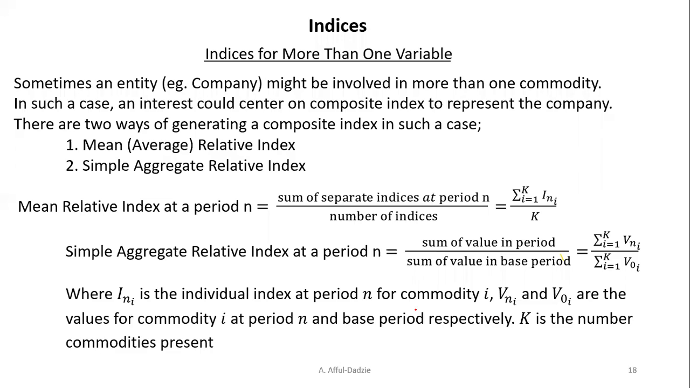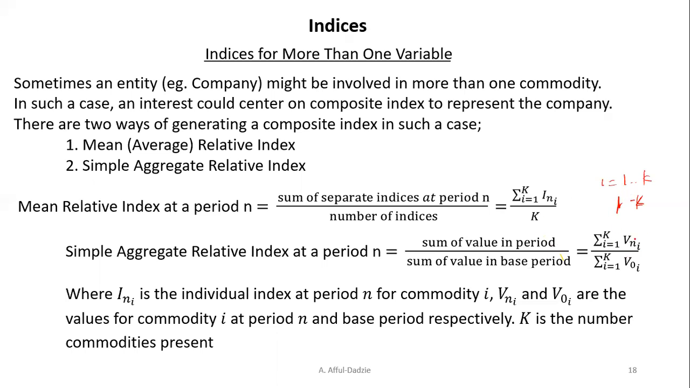So if you go back to the formula, it says summation where i goes from 1 to k. It means that it starts from the first commodity to whatever number of commodities. So if we assume we have k number of commodities, then there can be as many as possible.